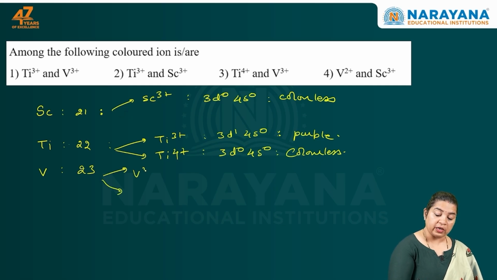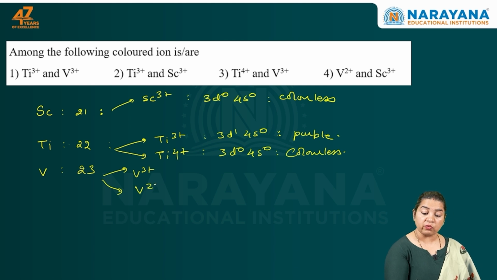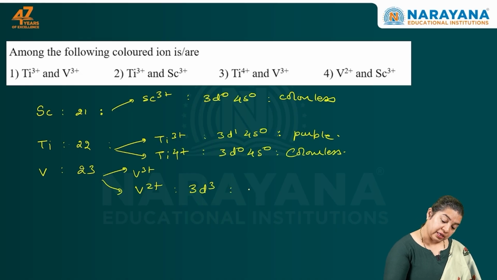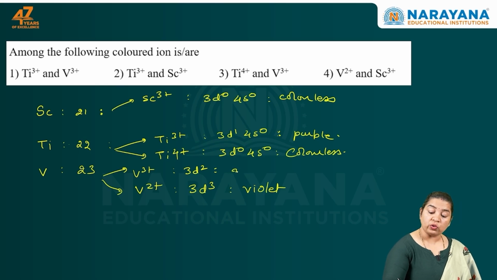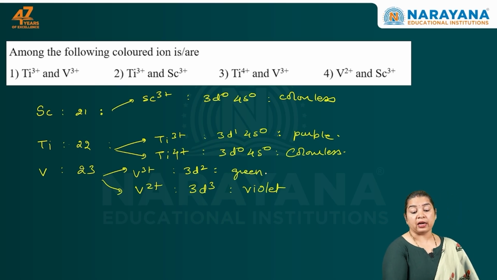Vanadium 3 plus is in the question, and vanadium 2 plus is in the question. Let us do that. Vanadium is 3d3, 4s2. When it is vanadium 2 plus, it will be 3d3 and it is found to be violet. When it is vanadium 3 plus, then it is 3d2, and that 3d2 is found to be green in color.